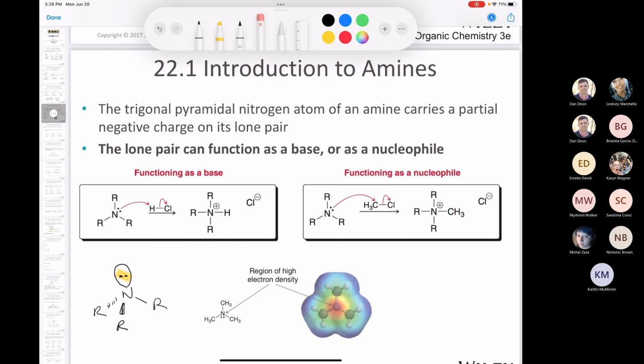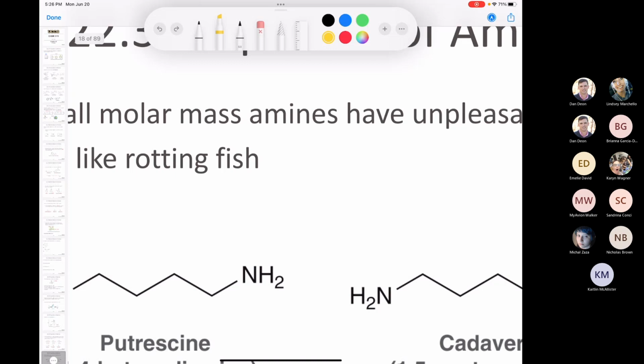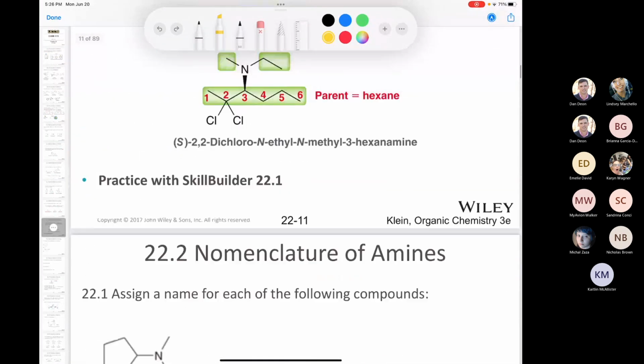If you look at the electrostatic potential map of this molecule here, this is trimethylamine, you can see that all the electron density is at the center of the molecule on that nitrogen, which is more electronegative than any of the other elements that are in there.